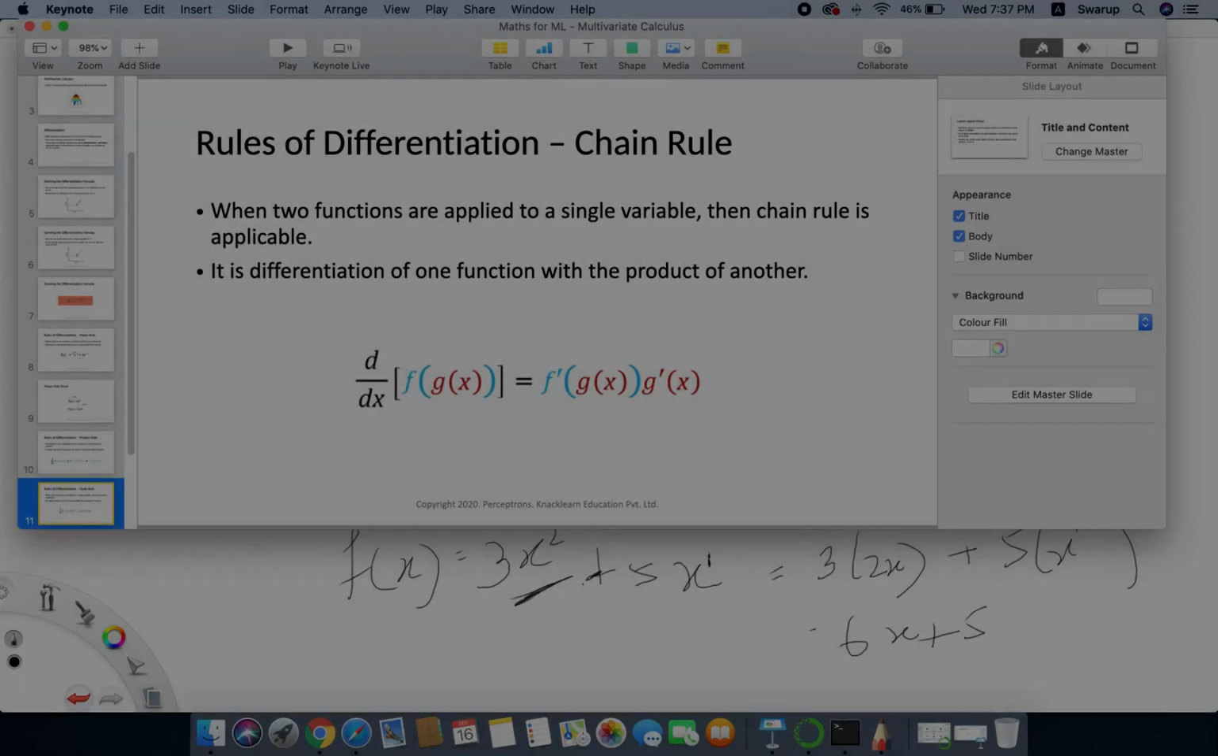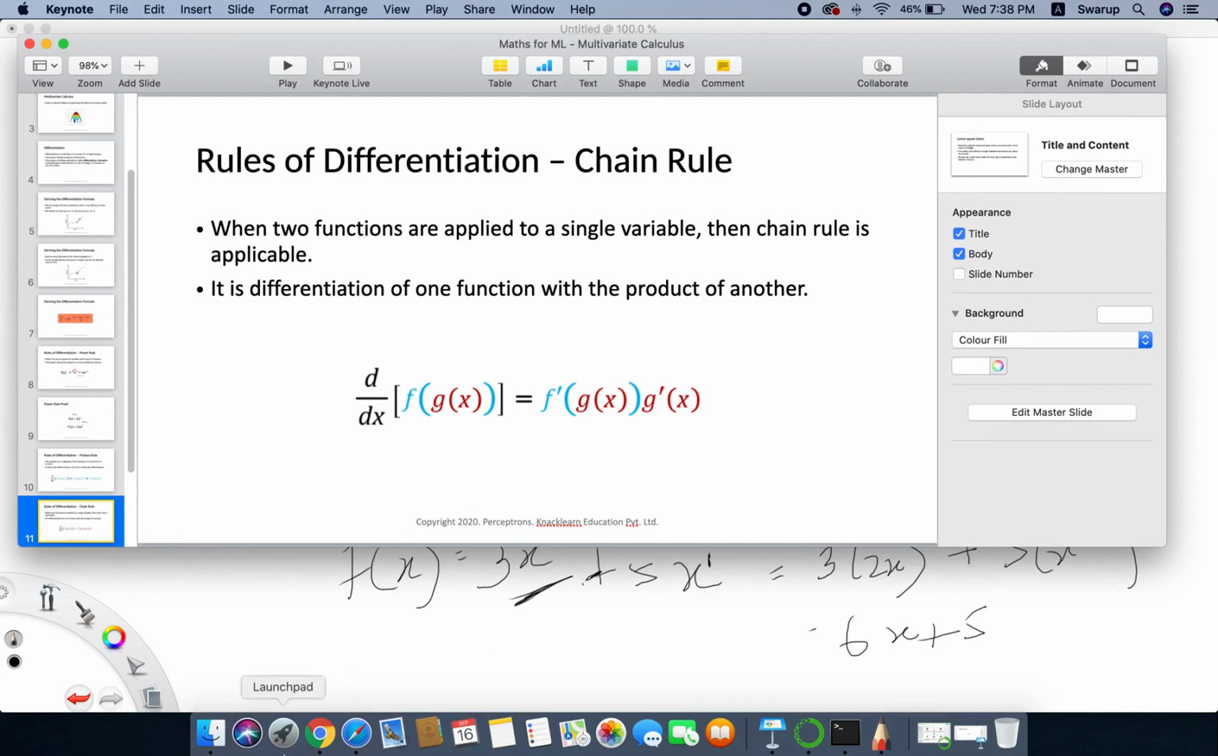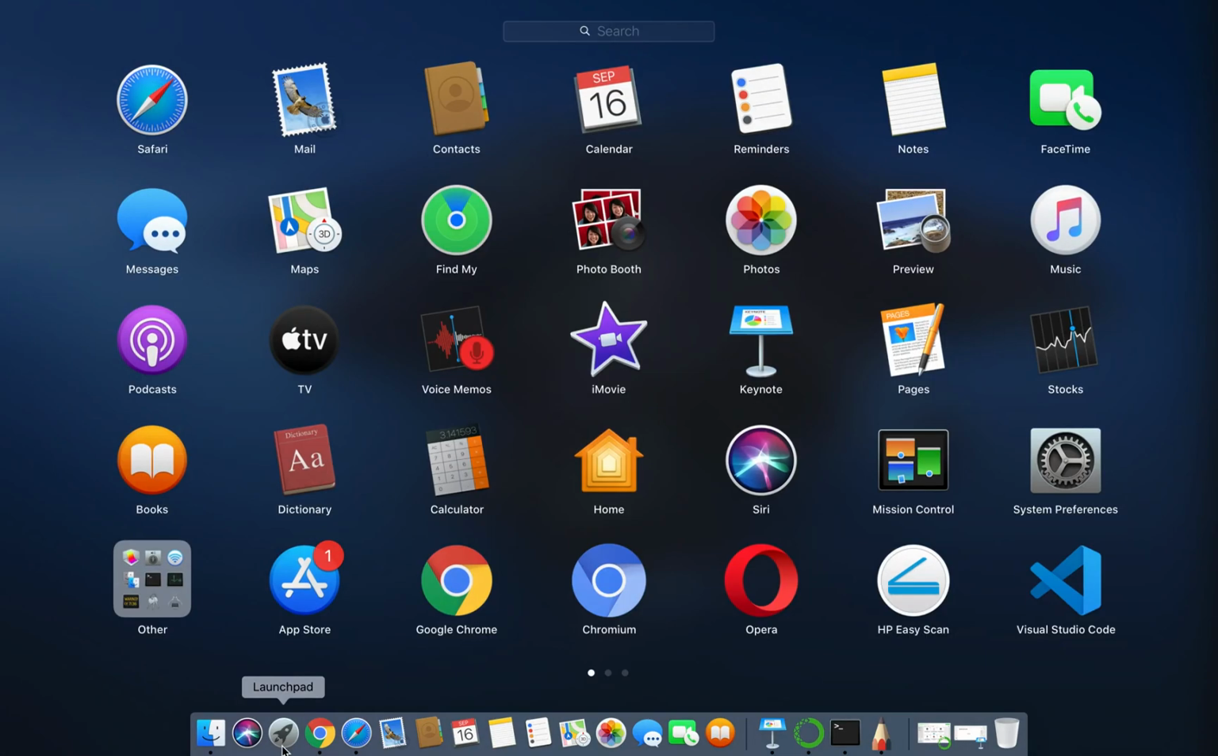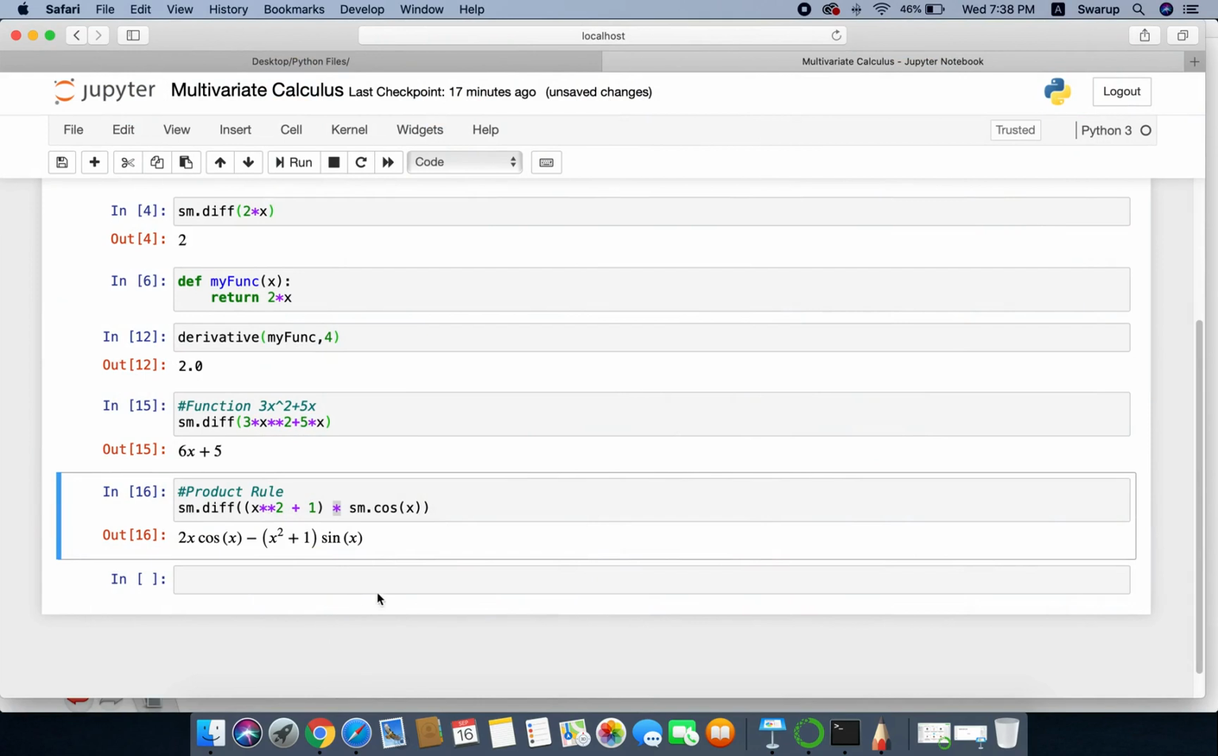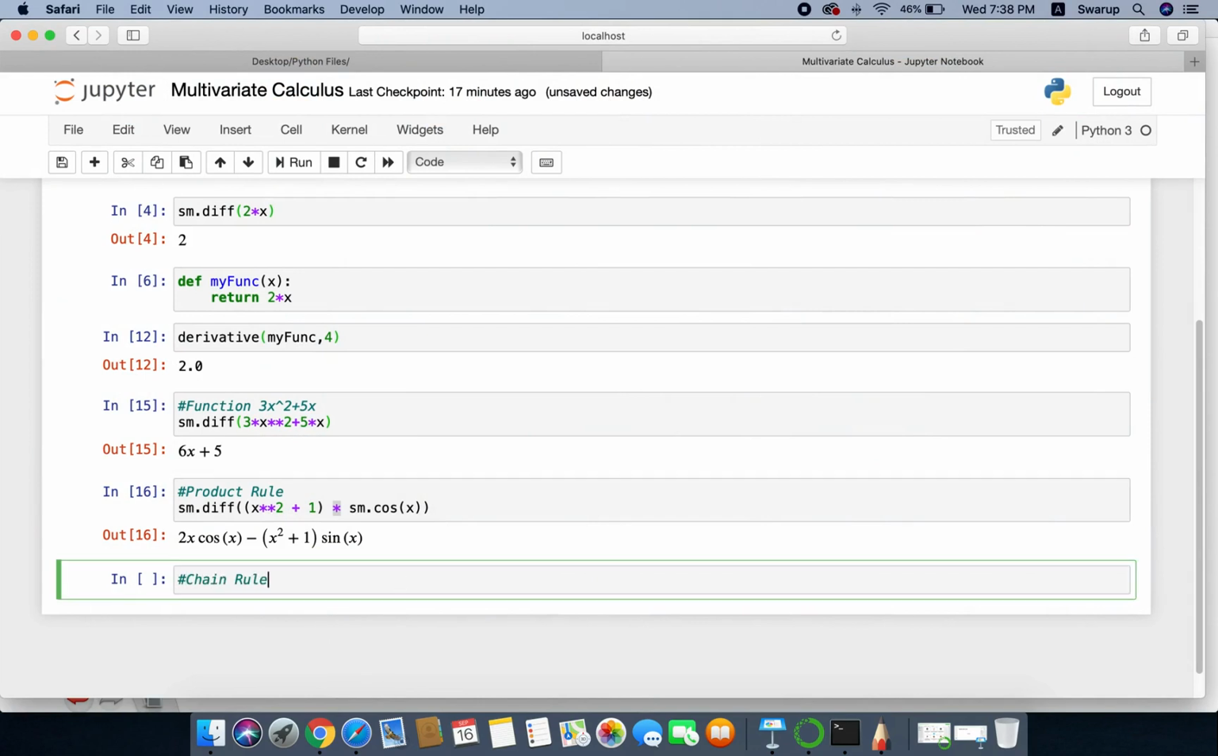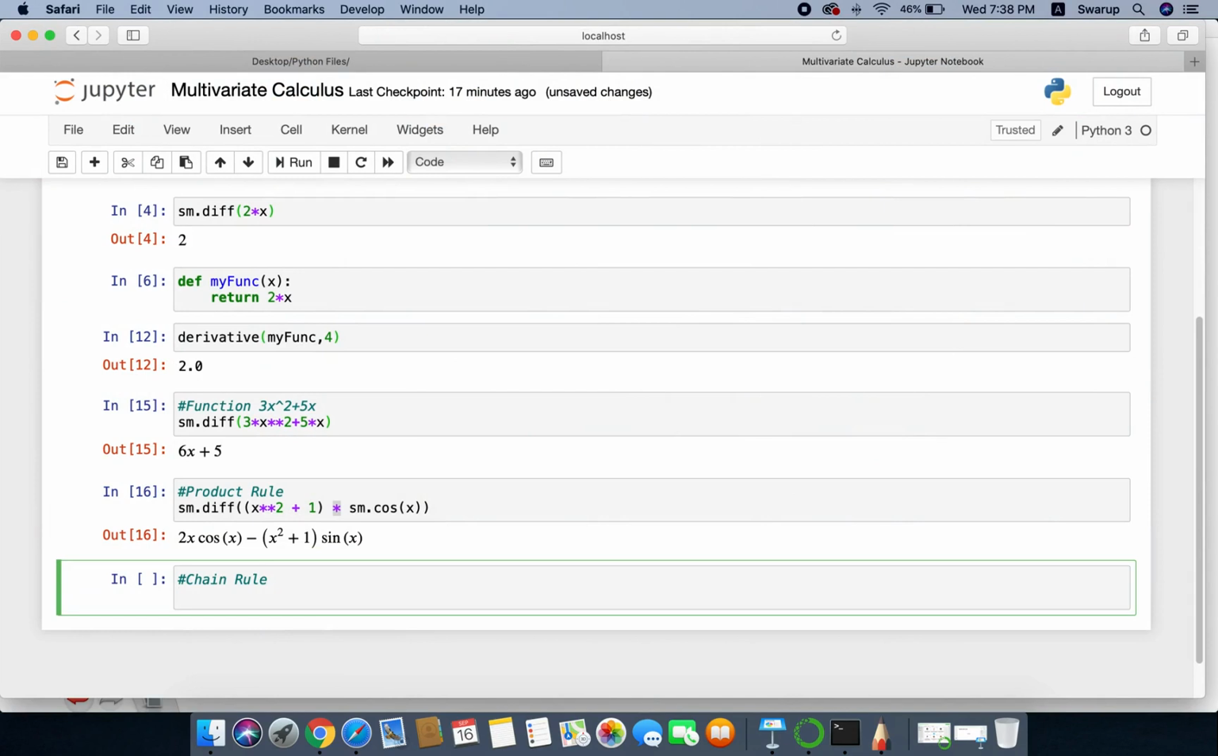We'll try out the chain rule here in the SymPy package. I'll write it down as chain rule. Everything works in the same way. I will take one function, and on top of that suppose I have one more function. So here we have this function x square.